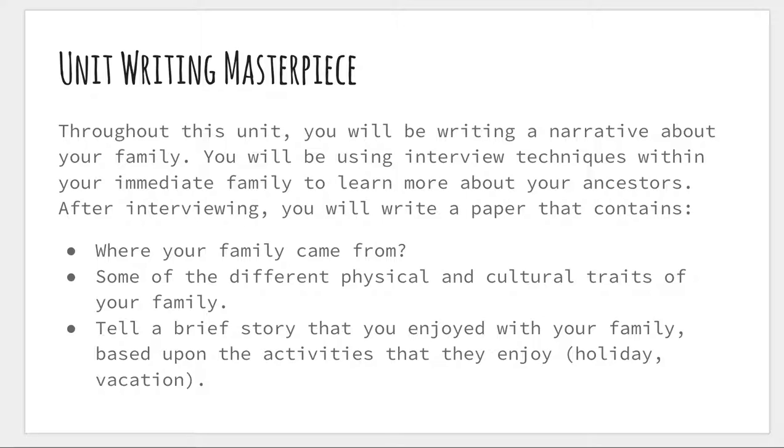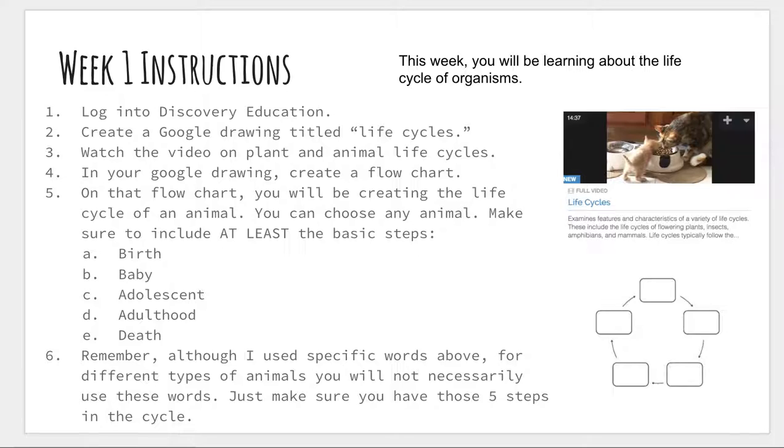Every week we'll be working towards our end goal of this narrative. For week 1 instructions, what I'd like you to do is first log into Discovery Education and also create a Google drawing which is titled Life Cycles. So remember, a Google drawing can be found in your Google Drive, and it's a red symbol. After you're done with that, I want you to watch the video on plant and animal life cycles that you see to the right here. It's 14 minutes and 37 seconds long.